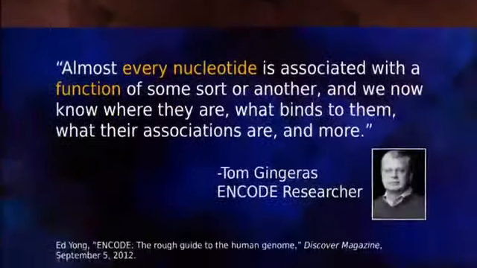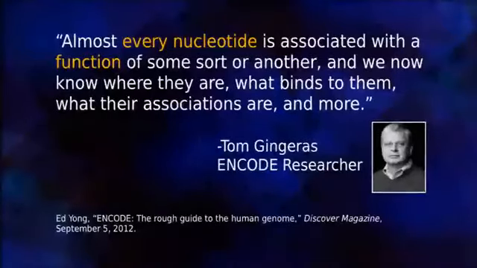One of the ENCODE researchers said almost every nucleotide, that's a base in DNA, is associated with a function of some sort or another, and we now know where they are, what binds to them, what their associations are, and more. And it's maybe kind of hard to understand how big this is. We're talking nearly 3 billion bases, right, and what they do. That's huge to unravel and figure out. But they know it's doing something. There's activity associated with all of them.